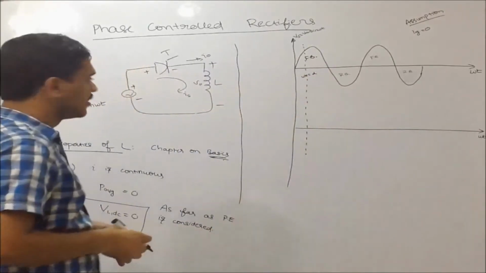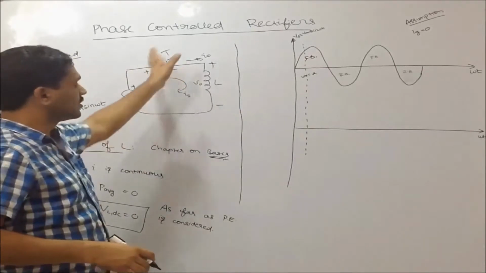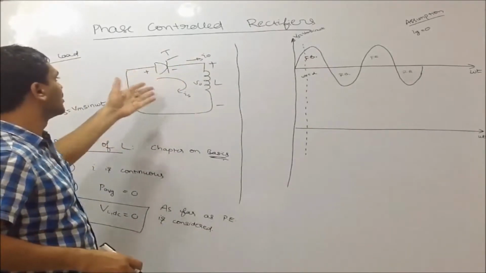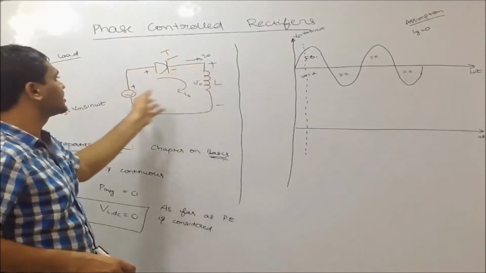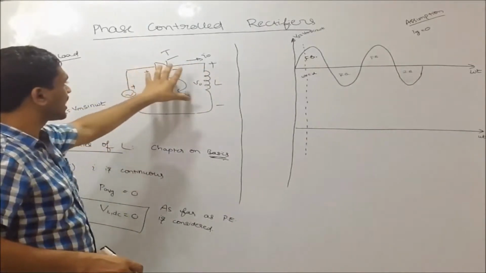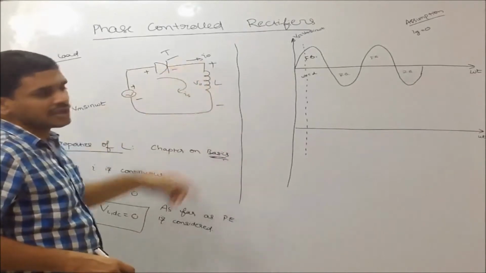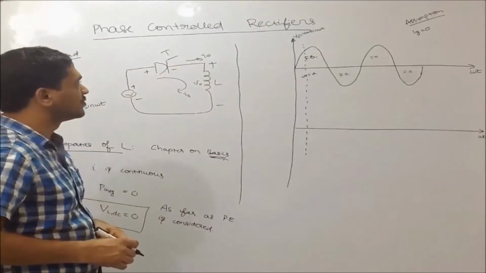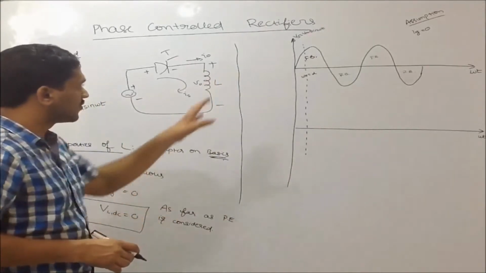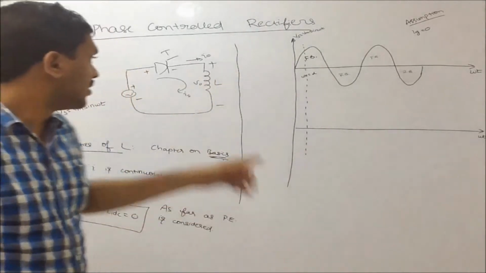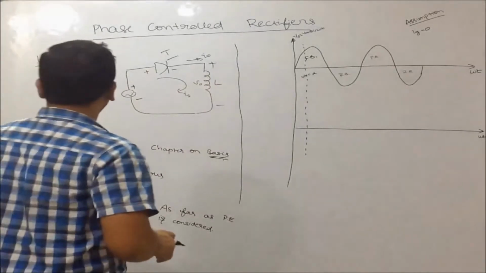Then we have to obtain the current through the circuit. Since it is a series circuit, the current in the source, the thyristor and the load is everything the same. So we have to obtain the current in the circuit and also the average output voltage. So we have to find the current in the circuit. For that we will do the derivation part.